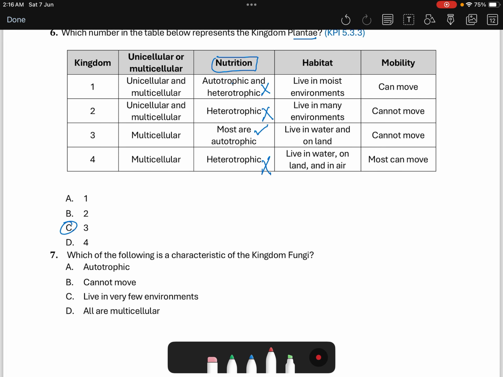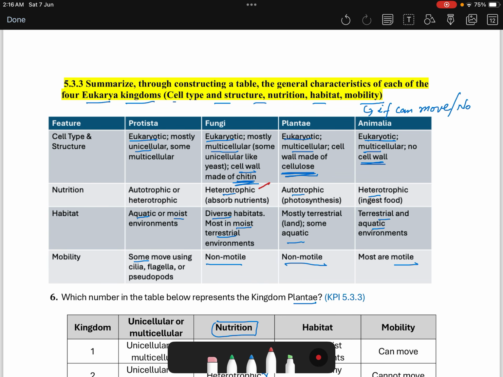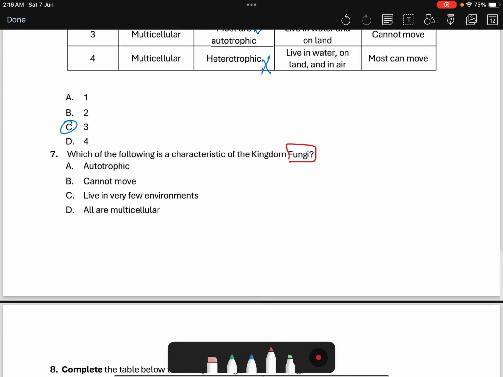Which of the following is a characteristic of kingdom fungi? Based on fungi we should know, we go back up, we see fungi are heterotrophic and they are non-motile. So let's see down. Autotroph, no. Cannot move, yes. Live in very few environments, no. Are multicellular. Here now there is a confusion. They can be multicellular but not all, so you have to be very careful. The only option left with us is they cannot move.